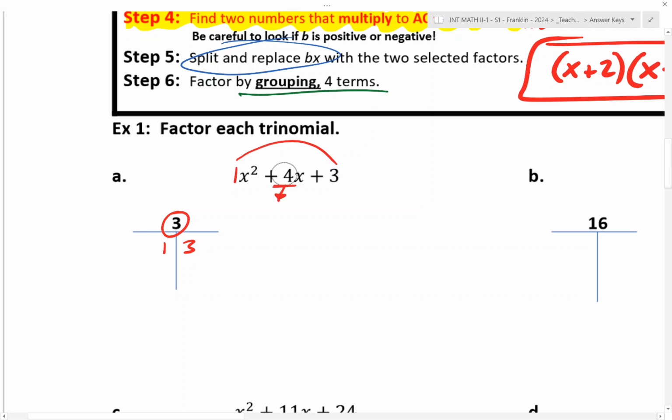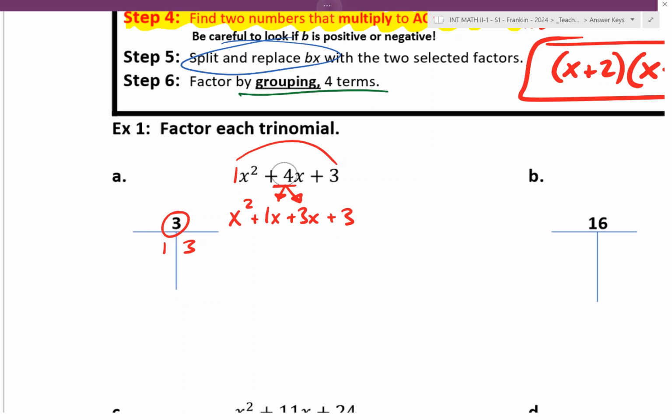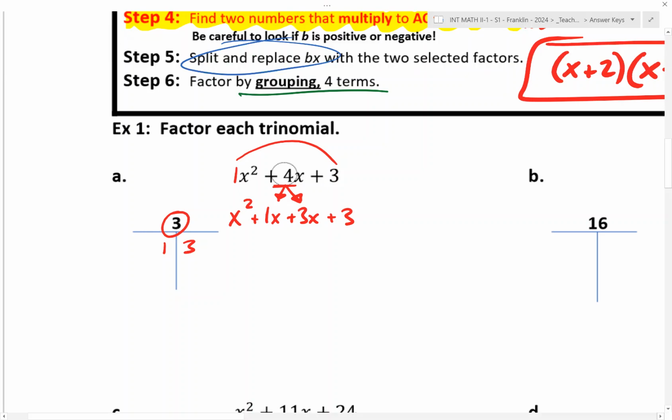So again, we split that middle term. X squared plus 1x plus 3x plus 3. And in this step, it doesn't matter what order you put them, because no matter what, you'll get the same 2 answers at the end. You'll just find different GCFs in the process, but you will get the same answers. So whichever order you write them in, that doesn't matter in this step.